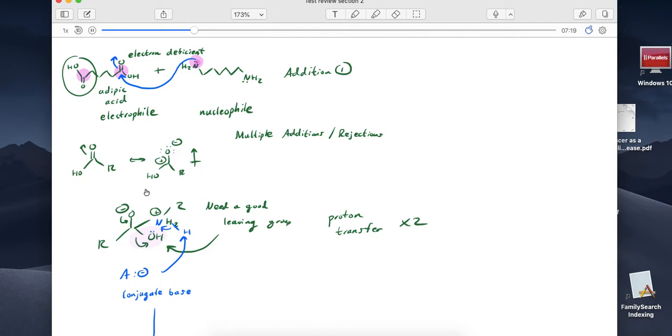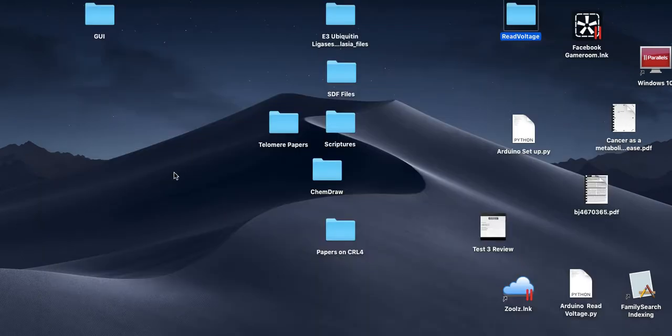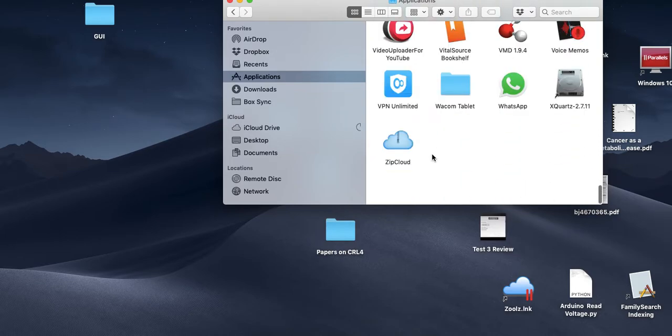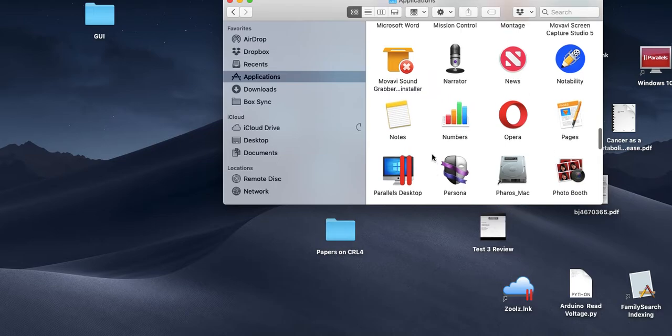Yeah? So if we were not given any kind of a conjugate base or anything, should we just go? Wait, what? What happened? Okay, that was kind of random. Let me just pull it back up again.